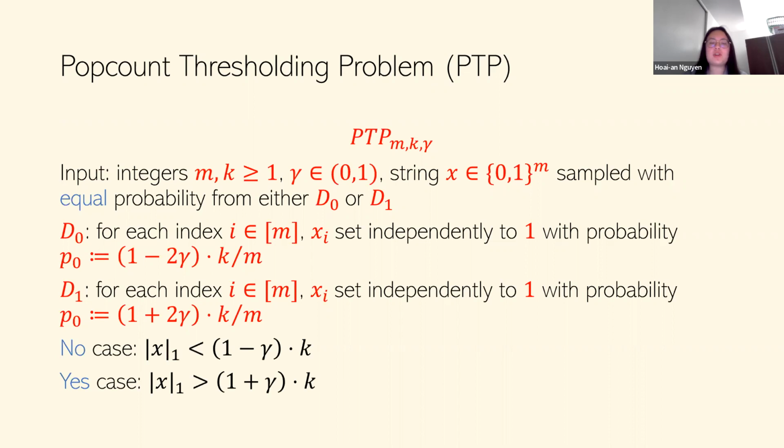And so this can turn into a thresholding problem. We basically want to output no in the case that X is drawn from D0, or with high probability, the number of ones in X is less than 1 minus gamma times K. And we want to output yes if X is drawn from D1, or the number of ones with high probability is greater than 1 plus gamma times K.